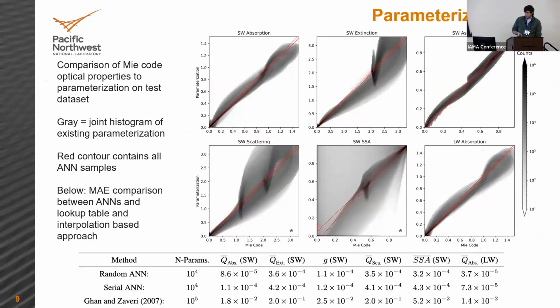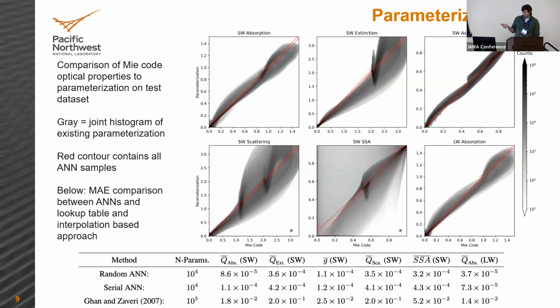Okay, so this slide is an evaluation of the parameterizations on a testing data set. Each of these panels here shows a different optical property, and these are essentially scatter plots. They're actually joint histograms because I had a lot of points. Basically each of the shading there represents points in a testing data set. The horizontal axis is the output using Mie code, so we're taking that to be ground truth, and the vertical axis is the output from the parameterization.